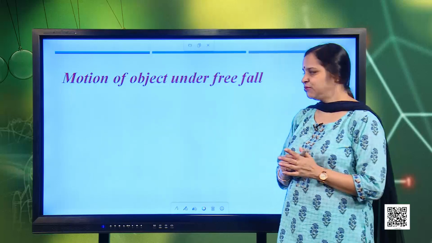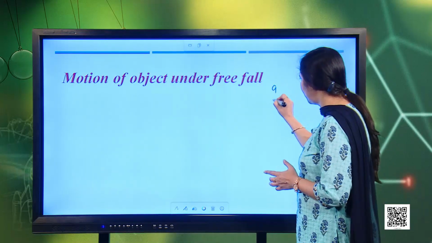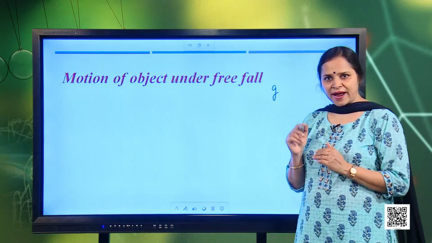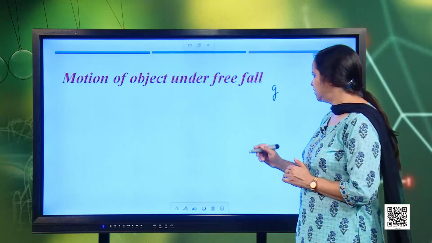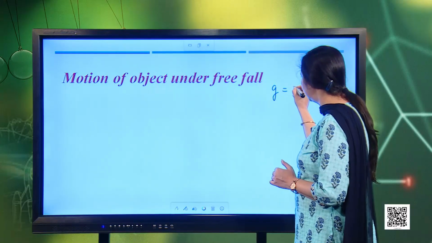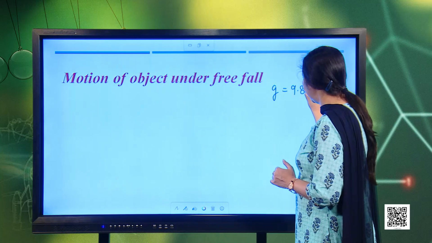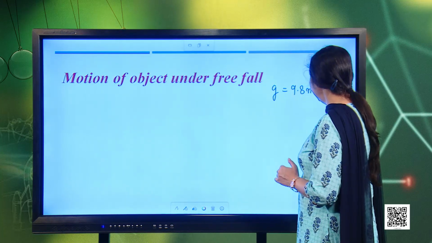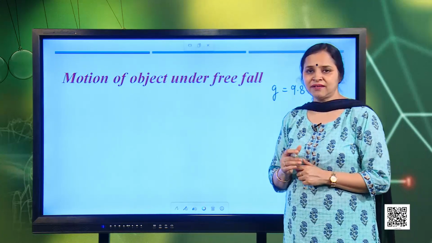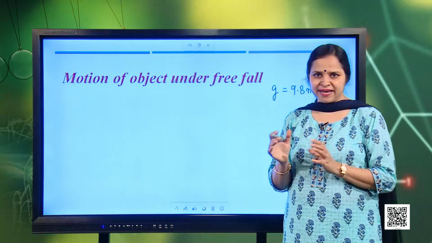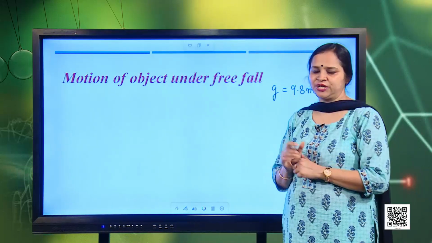The acceleration due to gravity is denoted by the symbol small g, and its value near the surface of the earth, which is taken as constant, is equal to 9.8 meter per second square. So this is how we are going to consider such examples in this session.